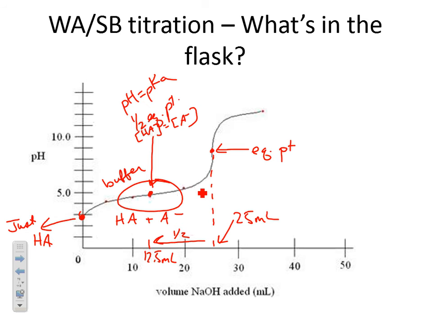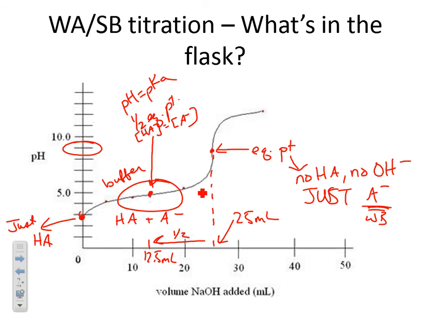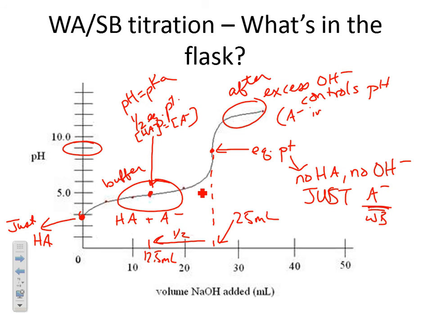And then if we're at our equivalence point, what do we have in our flask? You don't have any HA, you don't have any hydroxide, you just have A minus, which is a weak base. So you will notice the basic pH at the equivalence point here. And then after the equivalence point, now we just have excess hydroxide that controls pH. Yes, there's A minus in the flask too, but it's too weak to do anything in terms of calculating pH.